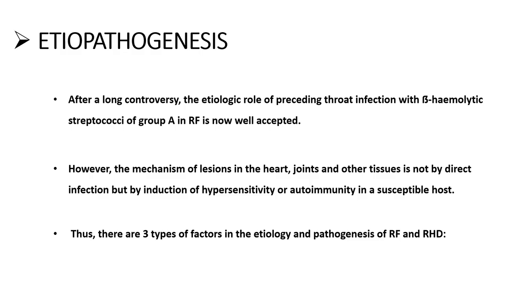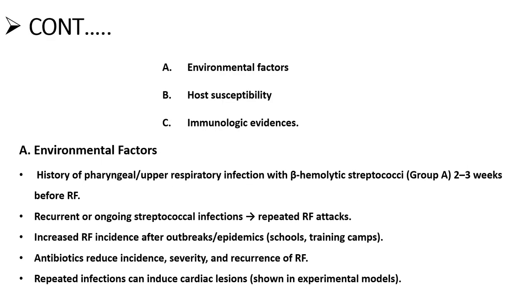Thus, there are three types of factors in the etiology and pathology of rheumatic fever. First, environmental factor. Second, host susceptibility. And third, immunological evidence. The most important is the environmental factor: history of pharyngeal or upper respiratory tract infection caused by beta hemolytic streptococci, specifically group A streptococcus. This infection typically occurs 2 to 3 weeks before the onset of rheumatic fever.